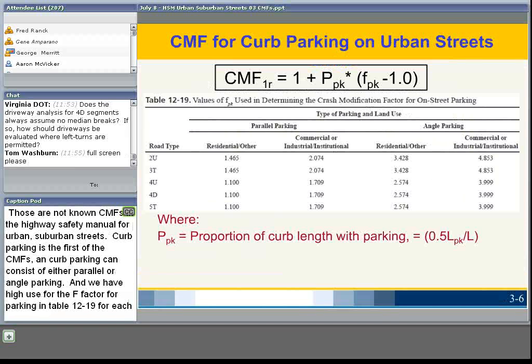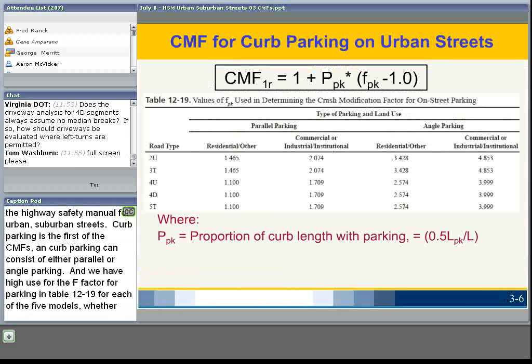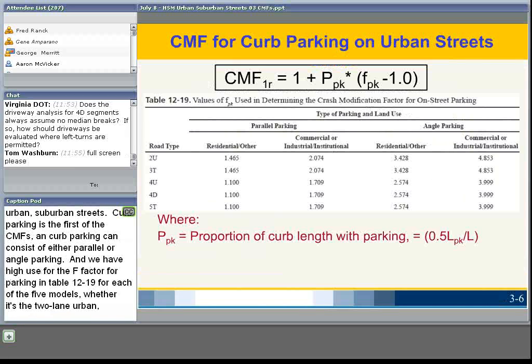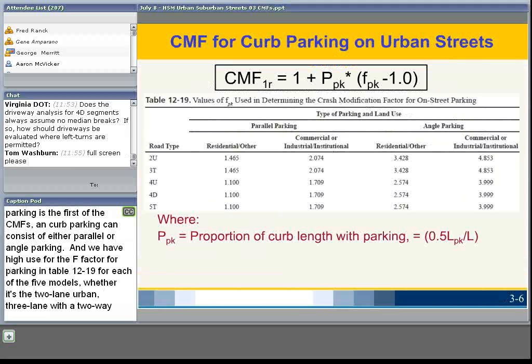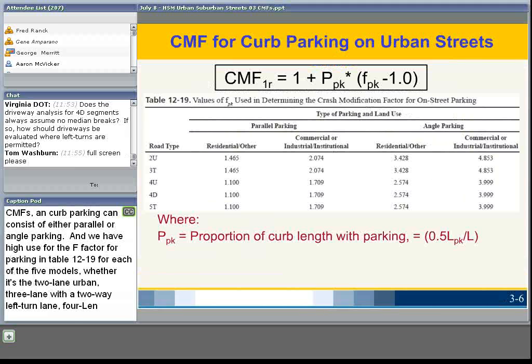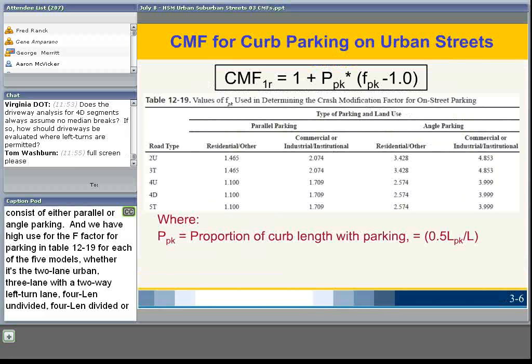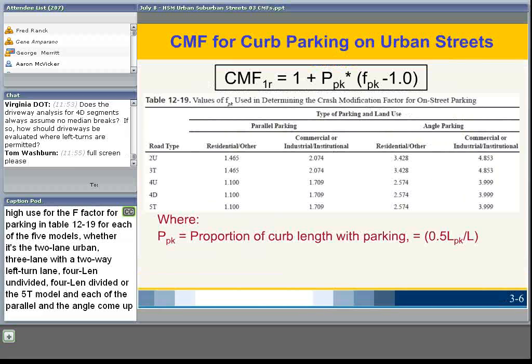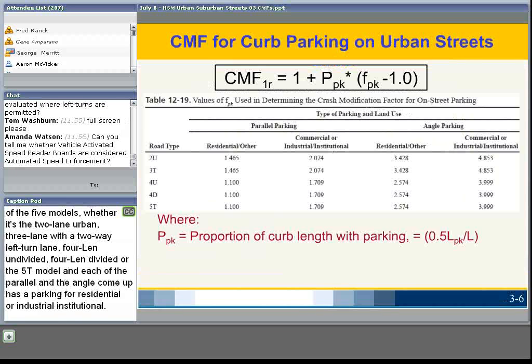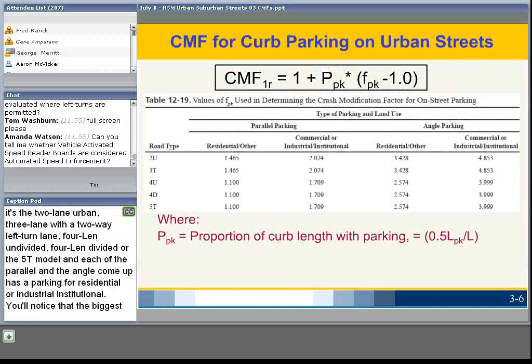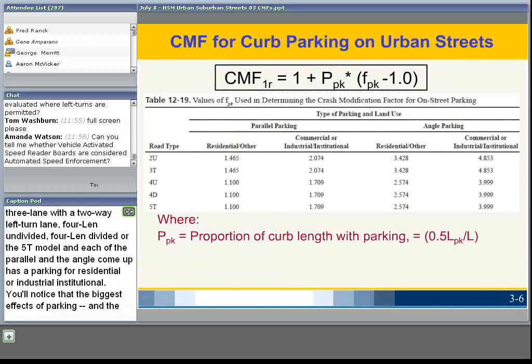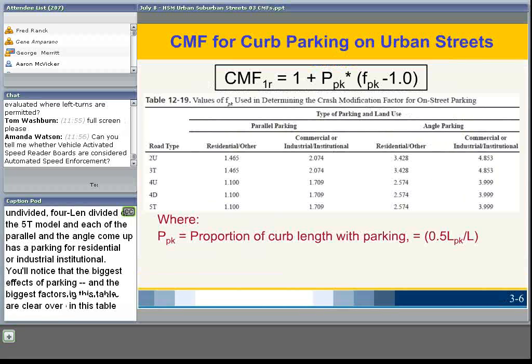Now you'll notice for urban, suburban, multi-lane, there are no CMFs for lane width, shoulder width, side slope, all of the things that in the rural environment were major significant effects. Those are not known CMFs in the Highway Safety Manual for urban, suburban streets. Curb parking is the first of the CMFs, and curb parking can consist of either parallel or angle parking.